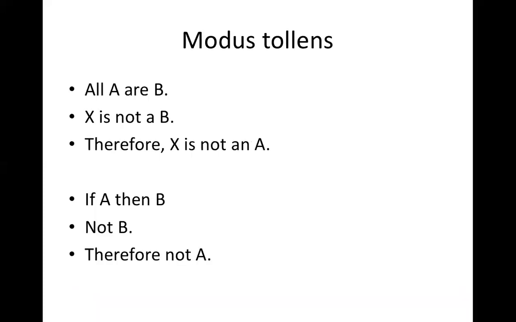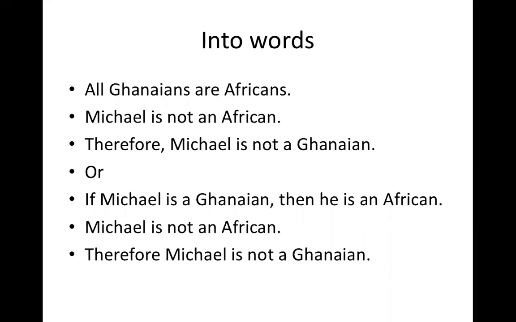Then we have modus tollens. All A are B, X is not a B, therefore X is not an A. We said this is a valid argument. All Ghanaians are Africans. Michael is not an African, therefore Michael is not a Ghanaian. We said it's a valid argument. We call it modus tollens.